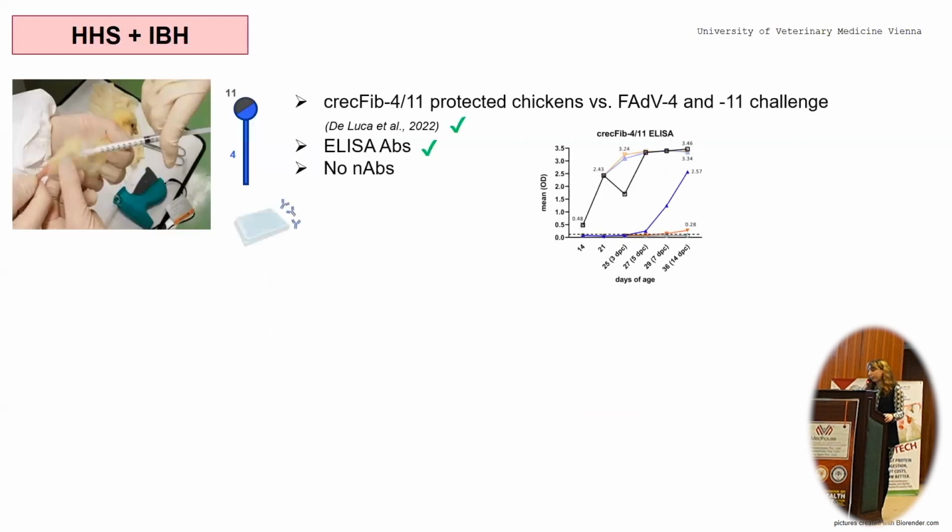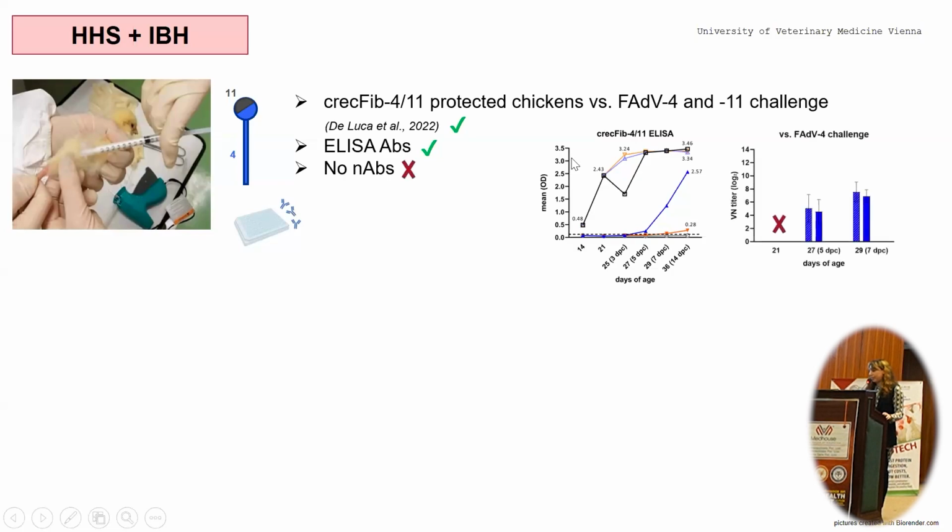So we took these, injected them in the chicks, challenged with 4, challenged with 11, and once again, we were successful. But despite the fact that we did have ELISA antibodies, we did not have neutralizing antibodies. This is a similar situation to what we have with the protection provided by fiber 2 for FAdV4. You see here, no antibody against FAdV4. I unfortunately did not put the figure, but we did have very little antibody against 11, only in a couple of birds. But protection was there.